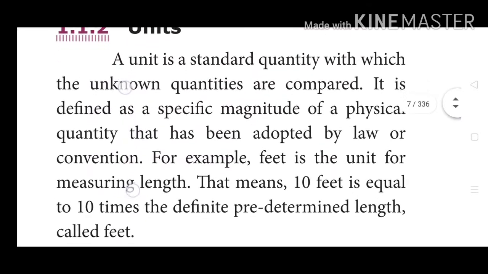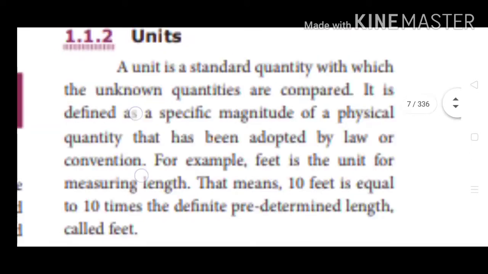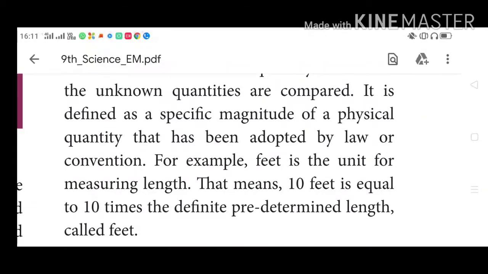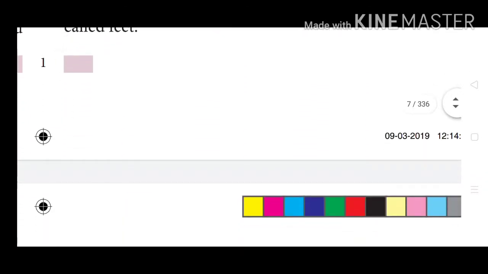Units. What is meant by units? A unit is a standard quantity with which the unknown quantities are compared. That means comparing the known one with the unknown. It is defined as a specific magnitude of a physical quantity that has been adopted by law or convention. For example, feet is the unit for measuring length. That means 10 feet is equal to 10 times the definite predetermined length called a foot. Children, listen here. We move on to the next page.